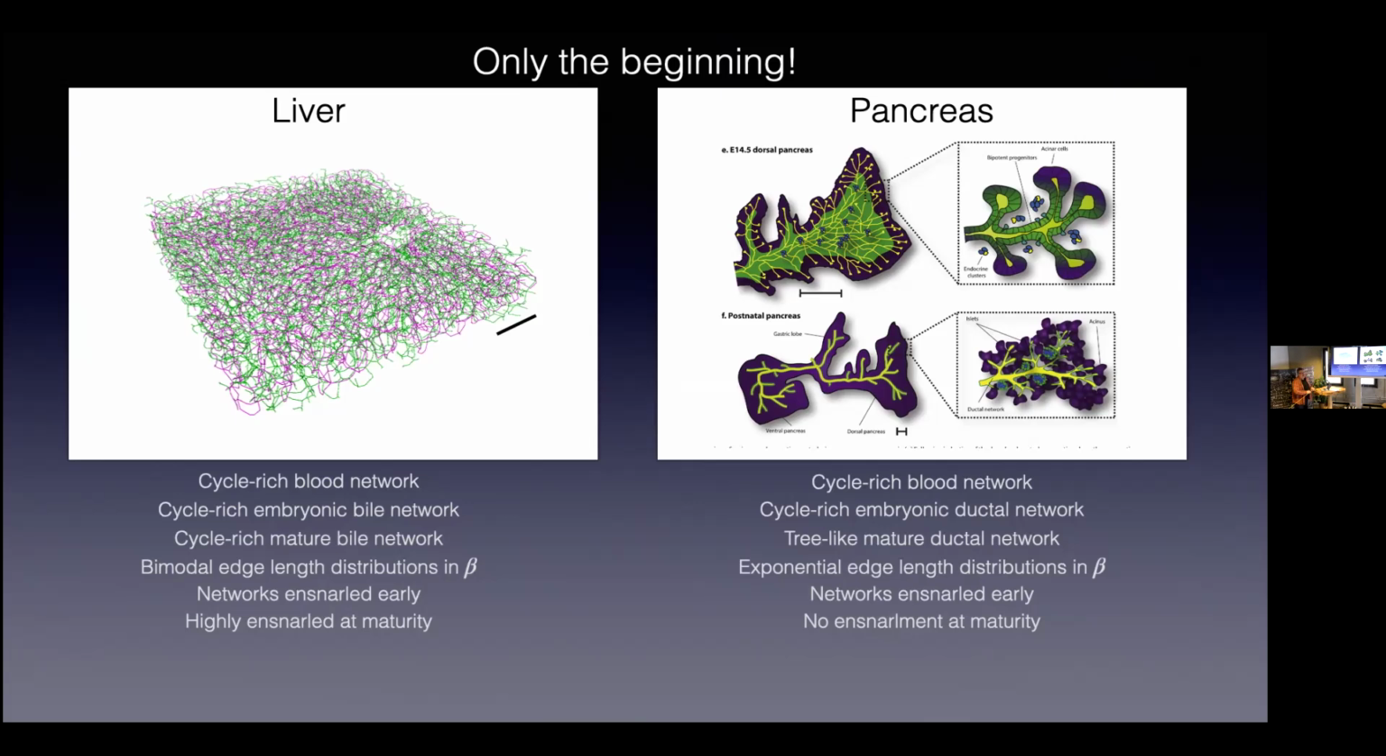One thought that we have is that the early-time developmental program for both systems could be the same, and then something changes in the liver. You remember the liver has this non-monotonic profile in the ensnarlment in time. Something changes in the liver to stabilize the cycles in the second network that doesn't happen in the pancreas.